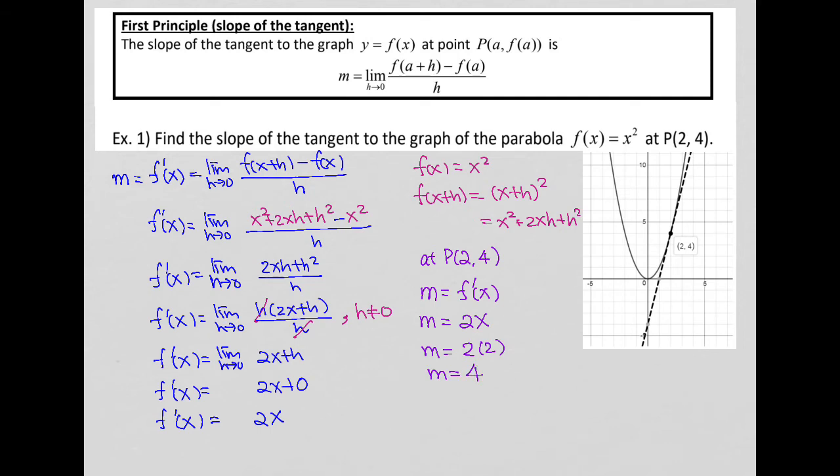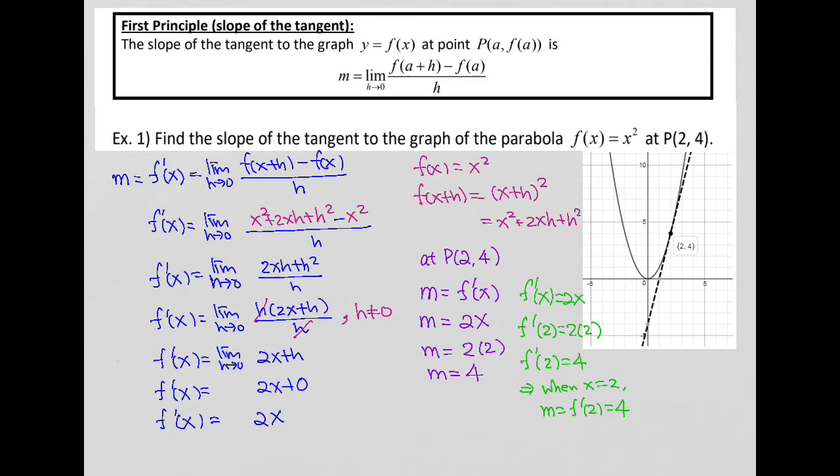But since we're in calculus now, usually we don't write like that. We write like this. We say f prime of x equals 2x. So when x equals 2, we say f prime at 2 equals 2 times 2. f prime of 2 equals 4. This implies when x equals 2, your slope of tangent, which is f prime at 2, equals 4.